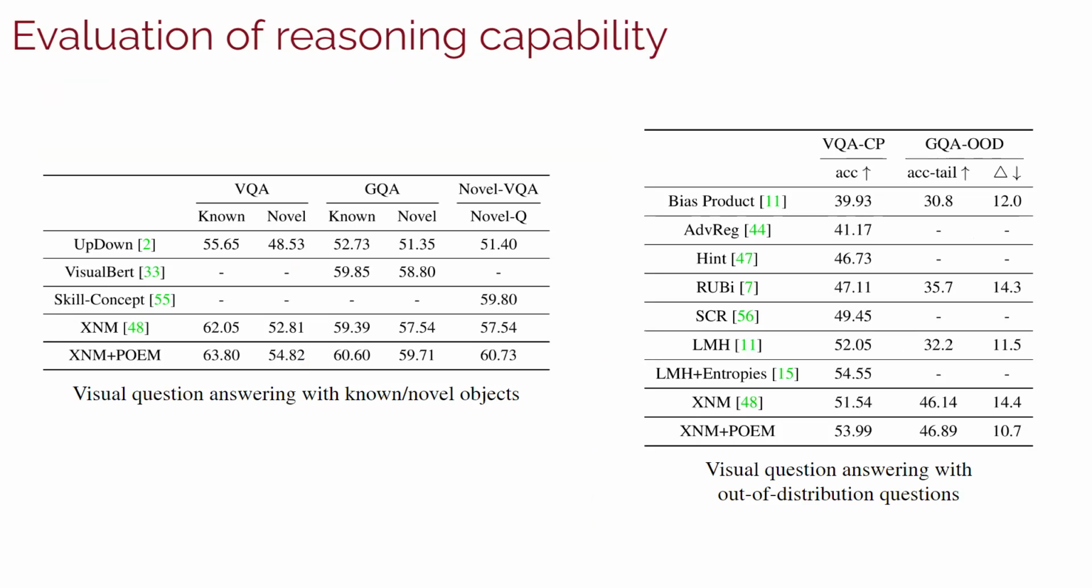For the second setting, we are interested in evaluating the robustness against data biases. For this, we opt to evaluate on out-of-distribution questions. Results show that our method is also useful in generalizing towards different data distributions.